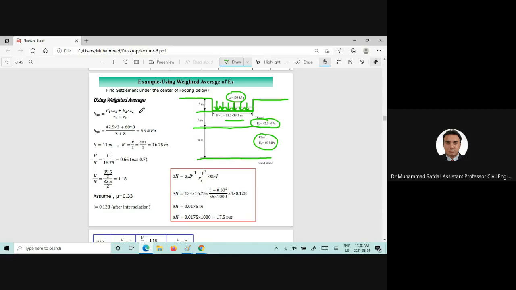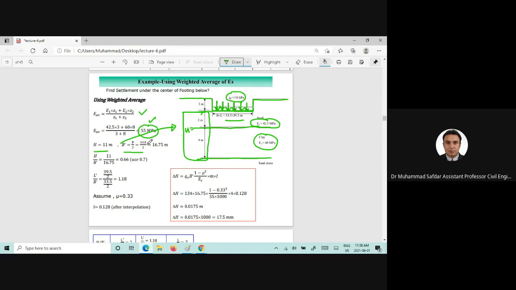Okay, so you can use simply the weighted average concept and you will find out that the modulus of elasticity is equal to 55 megapascal. Now the height, which is here, this one, so h would be 11 meter and b prime would be simply b divided by 2.